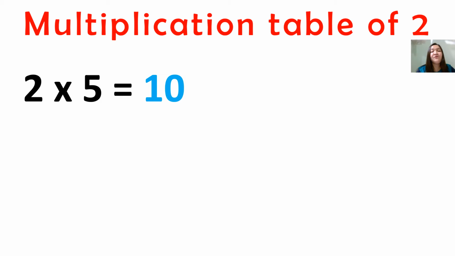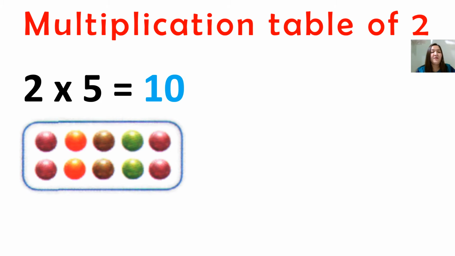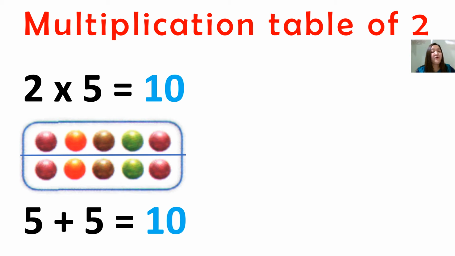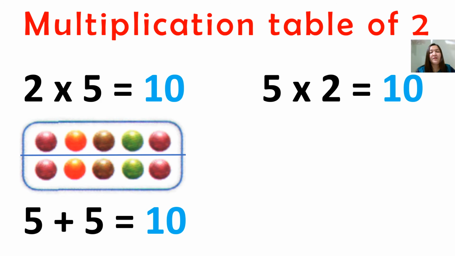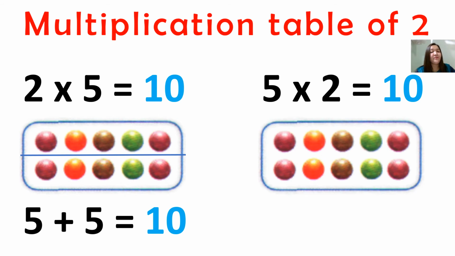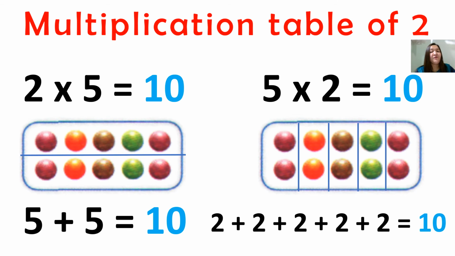2 times 5 is equal to 10. We have 2 groups of 5 balls. In addition form, we could write this as 5 plus 5 is equal to 10. 5 multiplied by 2 is equal to 10. So we have 5 groups of 2 balls. In addition form, we could write this as 2 plus 2 plus 2 plus 2 plus 2 equals 10.